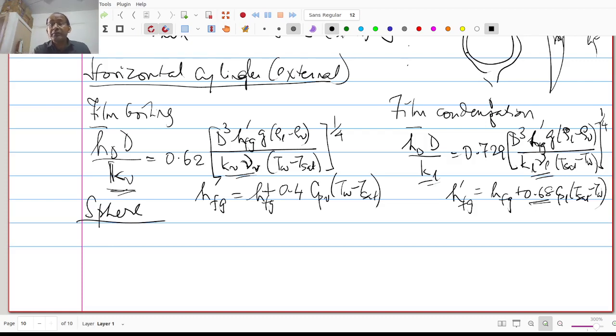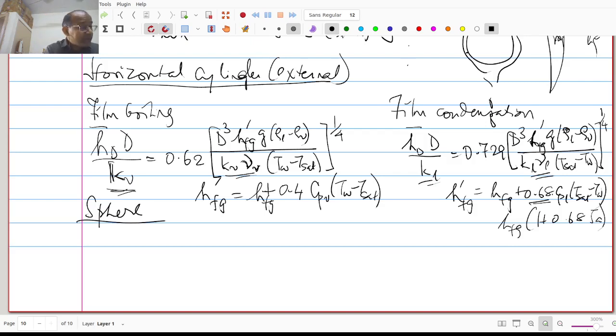So basically, when it is defined in terms of Jacob number, divide throughout by h_fg. Then it becomes h_fg multiplied by 1 plus 0.68 into Jacob number. Here it's very similar. If I define Jacob number in terms of c_pV (T_1 minus T_sat) divided by h_fg, then it will be 1 plus 0.4 Jacob. So that's quite similar, only the constants are different. Otherwise, the expressions look very similar.